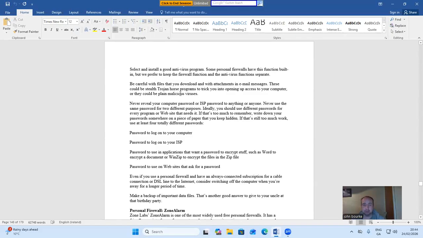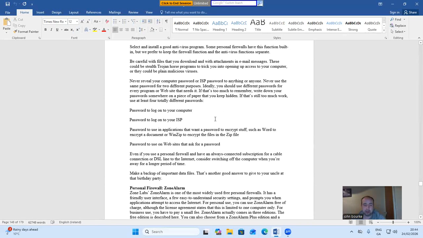These could be stealth Trojan horse programs to trick you into opening up access to your computer, or they could be plain malicious viruses. Never reveal your computer password or ISP password to anything or anyone. Never use the same password for two different purposes. Ideally, you should use different passwords for every program or website that needs it. If that's too much to remember, write down your password somewhere on a piece of paper that you keep hidden. If that's still too much work, use at least 4 totally different passwords.